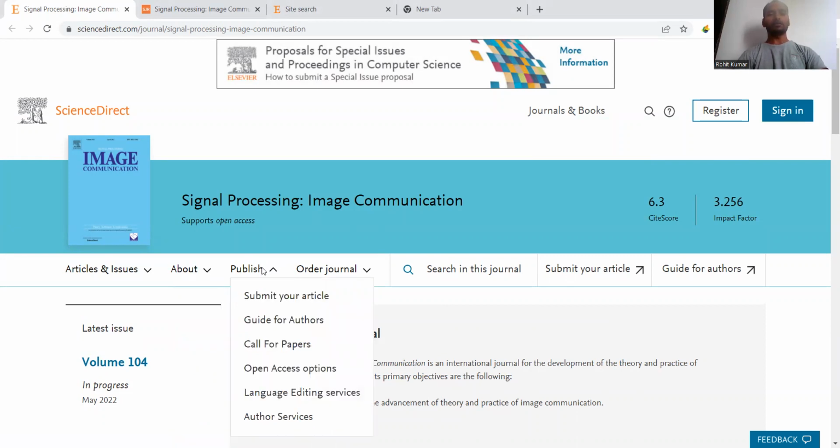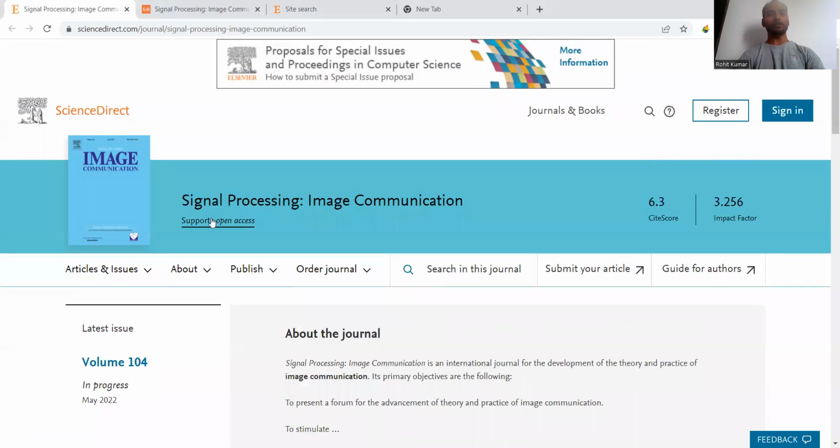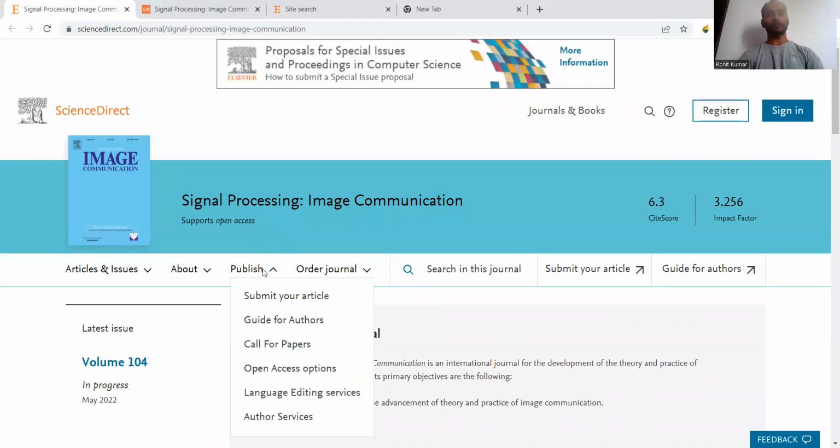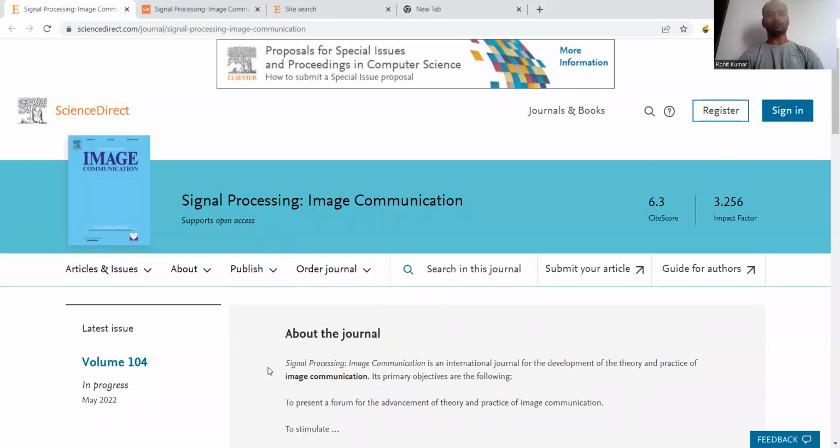Then some of the details related to publishing your articles, meaning if you want to submit your article, then this will guide you. Then you will have the guide for authors, call for papers, open access options, etc. As you can see from here, it supports open access. It means that both kinds of options are available for publishing: the traditional, meaning subscription based, as well as the open access. If you want to verify, you can click here, open access options, and it will guide you to the related page.